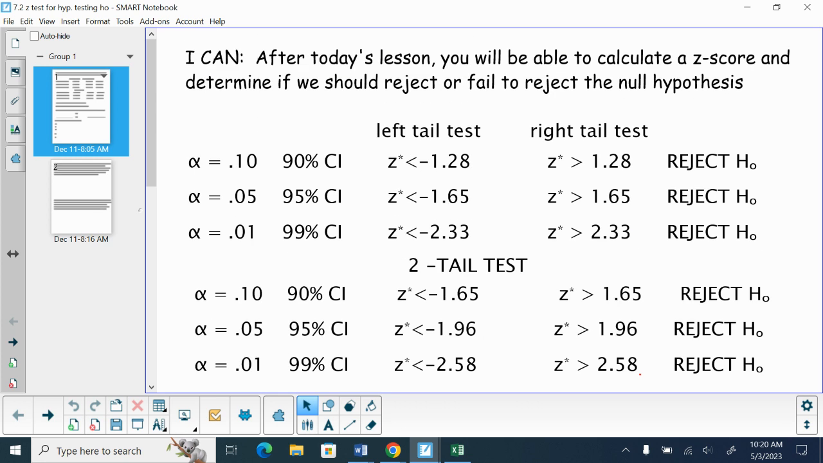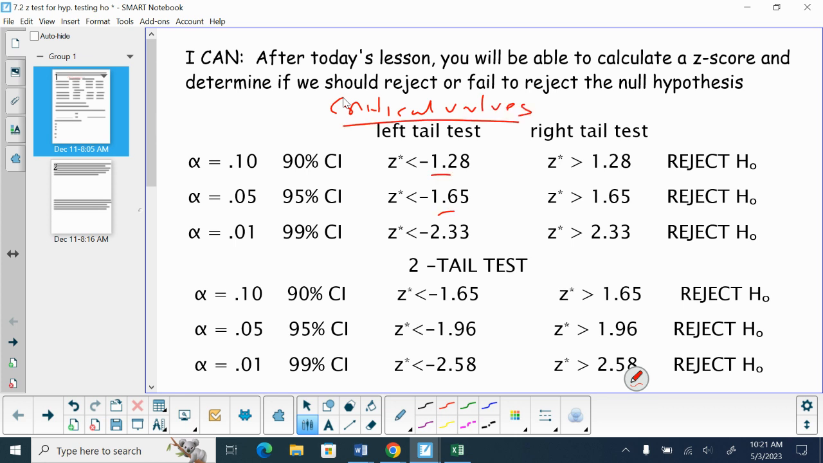All right, what we have here, at the very top of this page, we have these values. These are critical values. These are your confidence intervals that we've dealt with. These are your alpha values. Okay, these are alpha values, these are critical values.